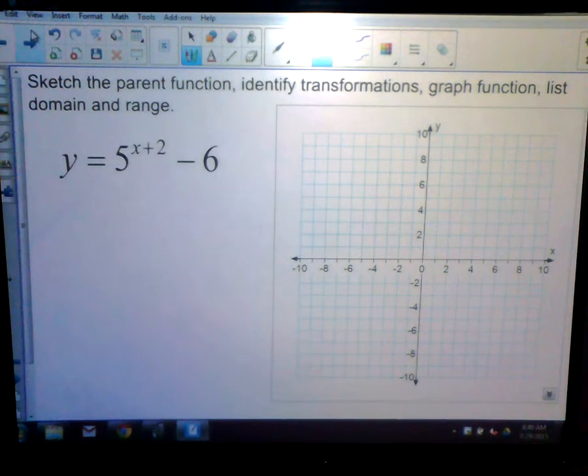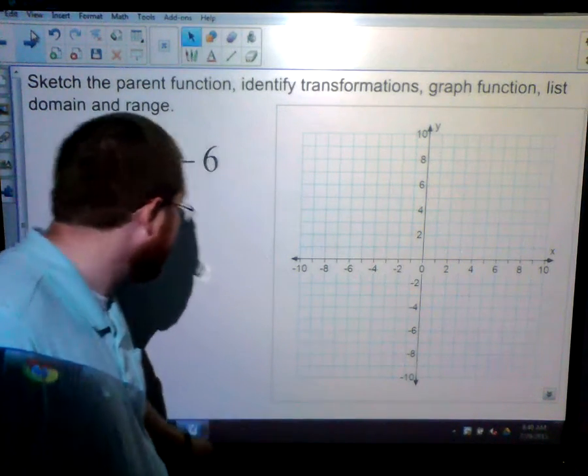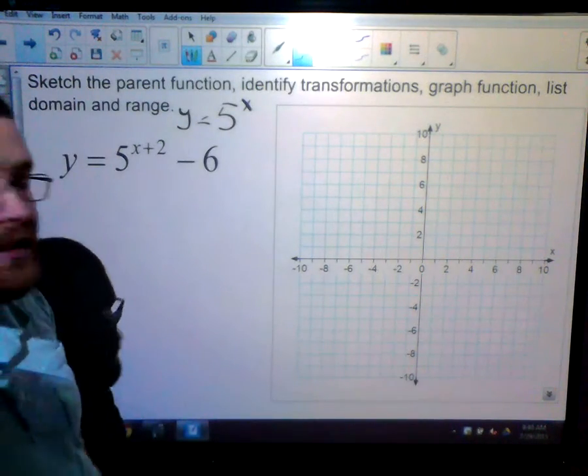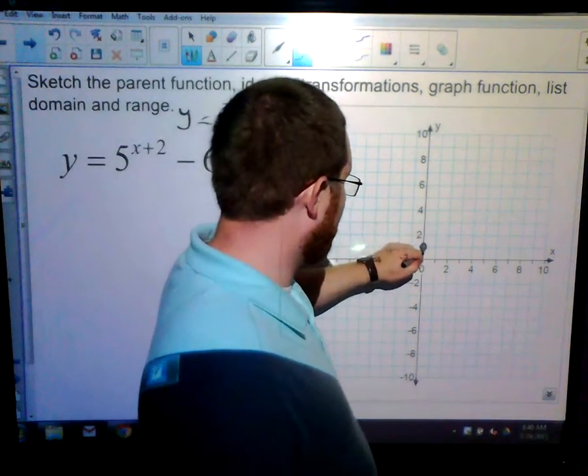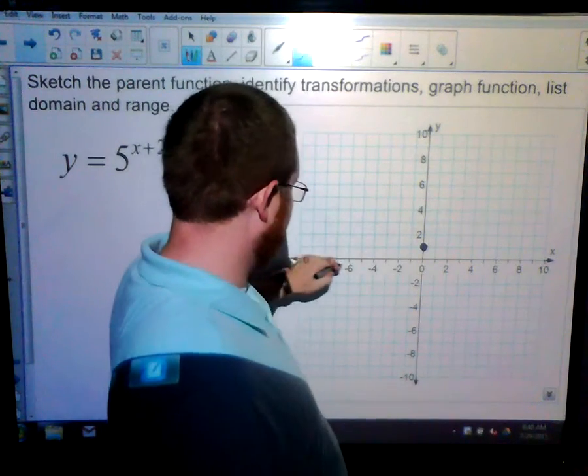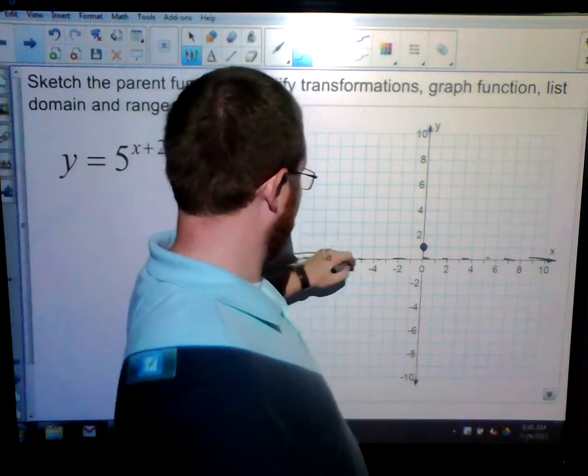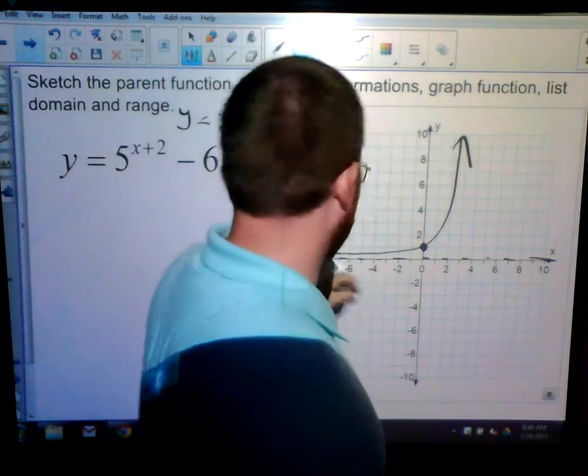Let's take a look at this one, another difficult one. What's the parent graph? The parent graph is an exponential. Y equals 5 to the x. The 5 doesn't matter, it just tells you that it's exponential. Exponentials go through the point 0, 1. They have an asymptote here, and they look like this.